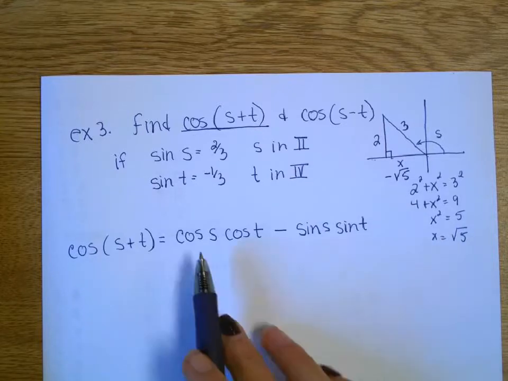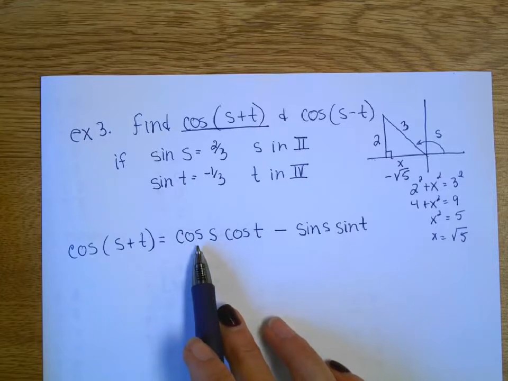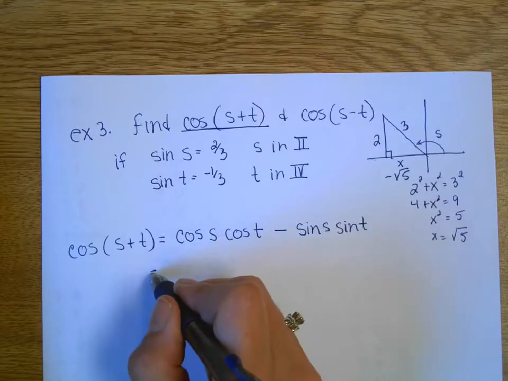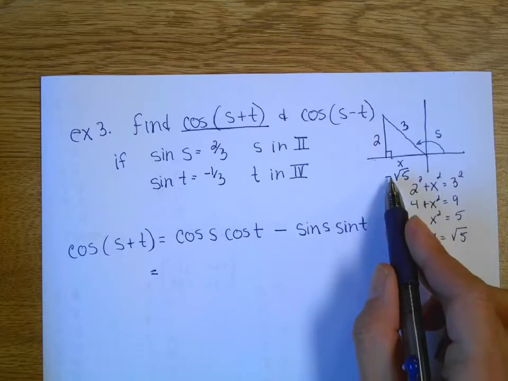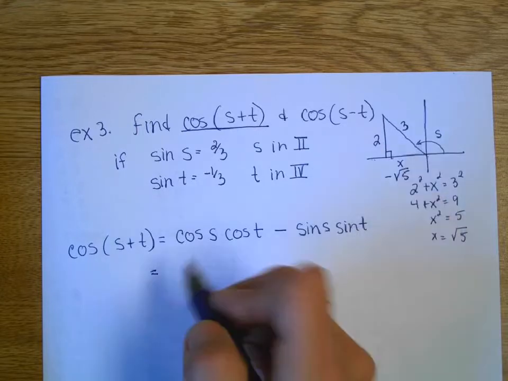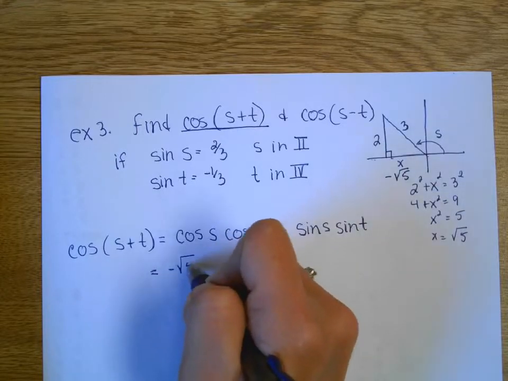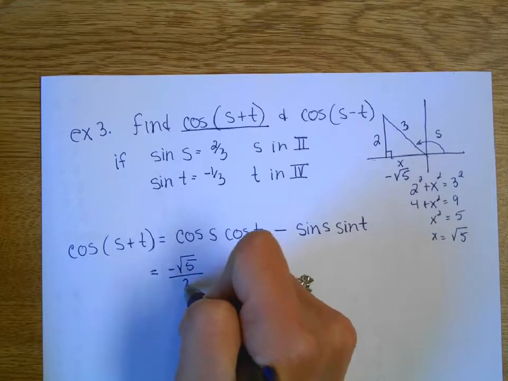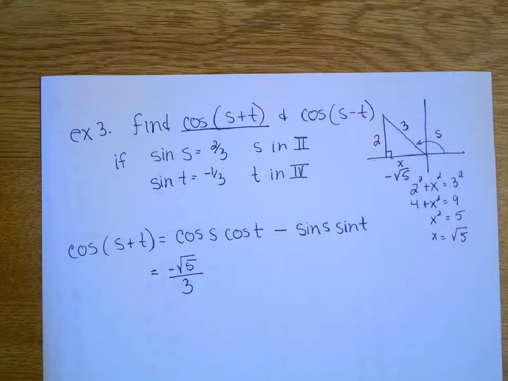Hey, all that work just to get the cosine of S. Oh. What is the cosine of S? Negative square root of 5 over 3. Why is it over 3? Why is the cosine of S that? Cosine is adjacent over hypotenuse.